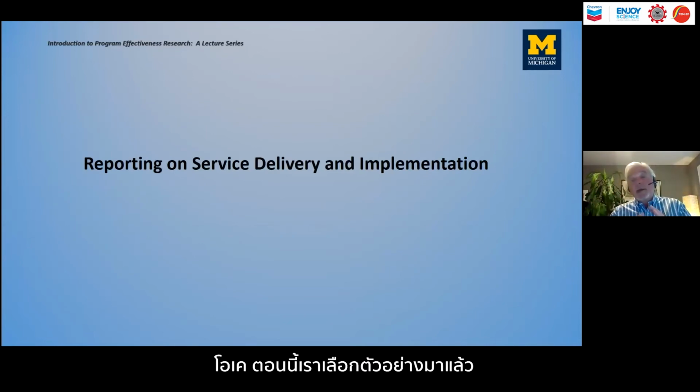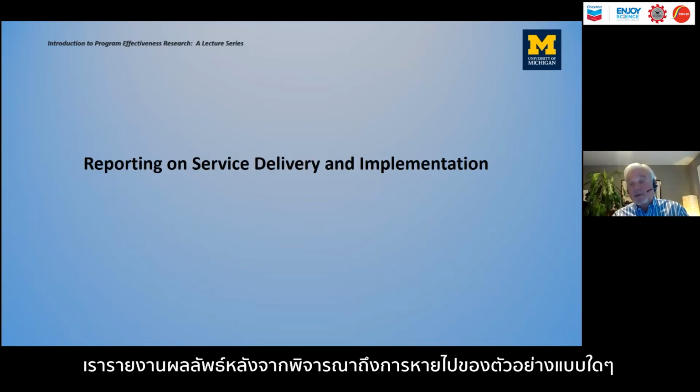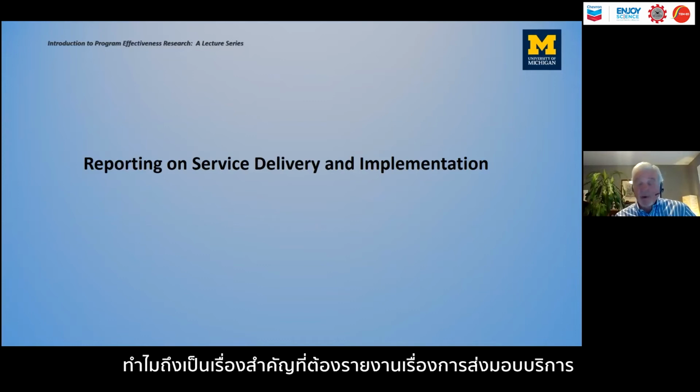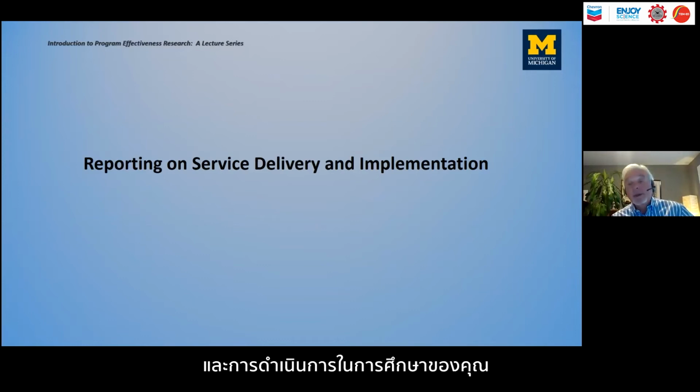Okay, so now we have chosen a sample, we have an inference population, we powered our study, and we report our results after taking into account any attrition that might have gone on. Why is it important to report on service delivery and implementation in your study?